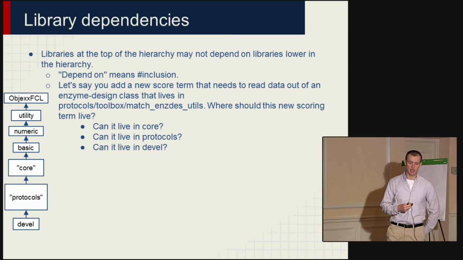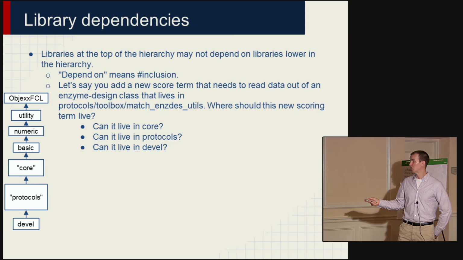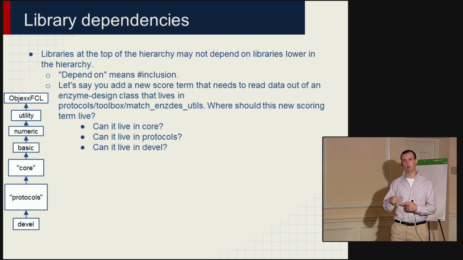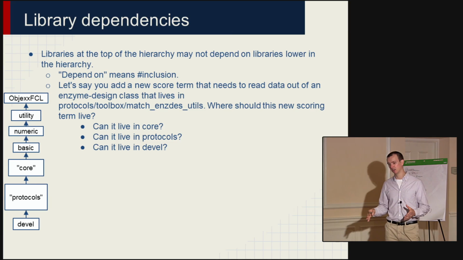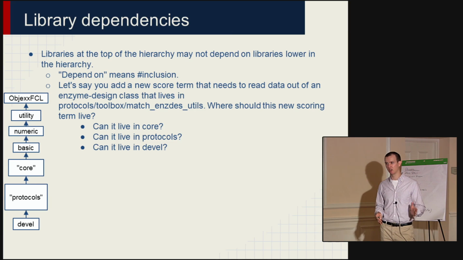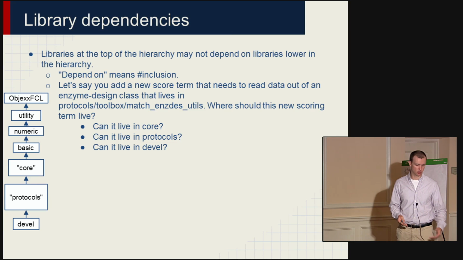Right, so I think I may have just said all of this out loud. When I say depends on, the directionality of this edge means pound including a file from one directory into another. So we organize all of our pound inclusions, all of our dependency relationships, based on what directory things live in. We don't have any other way of enforcing that.